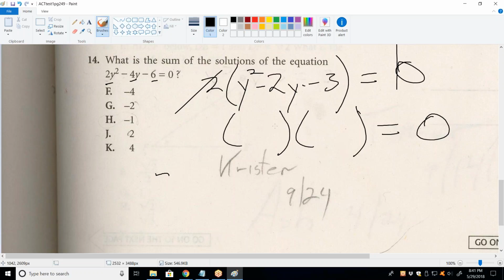So factor that for me. That's a very simple quadratic. Just -3 and 1. So y minus 3, y plus 1. So what are my two solutions? 3 and -1. And what is the sum of the two solutions? 2.